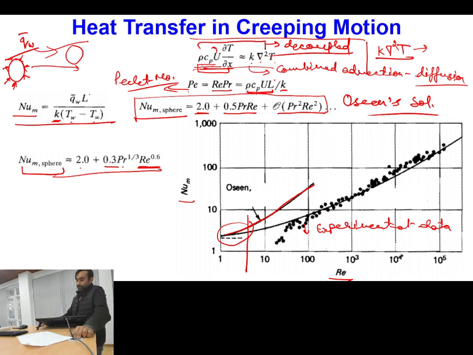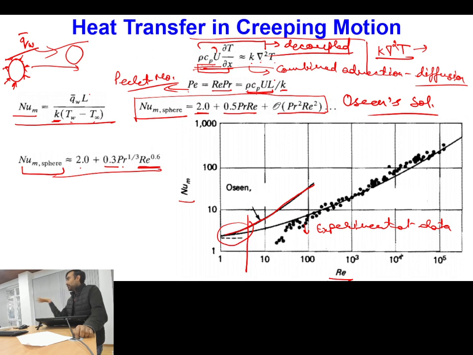So one important short question is, if you consider the creeping flow situation, then your energy equation is decoupled from the momentum equation. To determine the solution of this equation, you need not solve your momentum equation. But at finite Reynolds number, what will happen? Because velocities will be considered in all directions, to account for the effect of the velocities, the solution of the momentum equation is actually required.